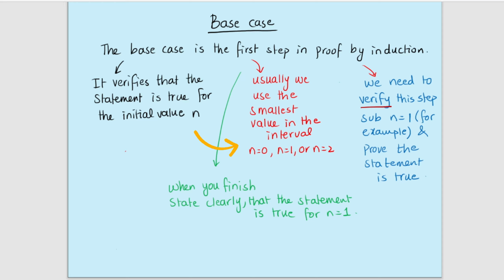Usually, we use the smallest value in the interval. We need to prove that the left-hand side and the right-hand side are equal. And when you finish, we need to state clearly that the statement is true for n equals 1.